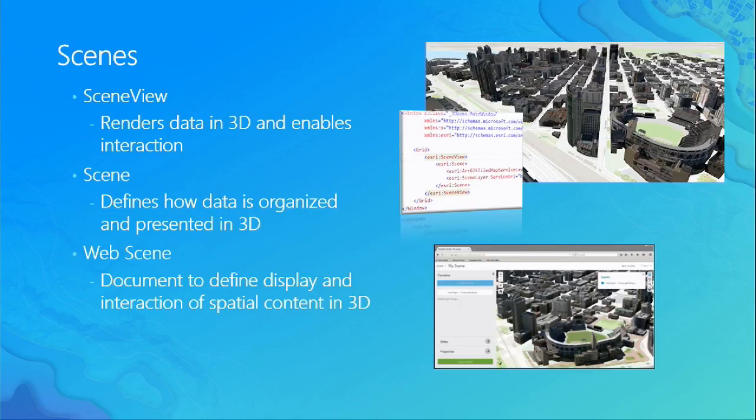So the first section to focus on here is a scene. So think of a scene as really a mechanism or a document for being able to persist the layers and configuration or symbology associated with your 3D view, actually. Within Runtime, we have something called a scene view, and this is a UI component to control, and that scene view can have transient information, but it also contains a scene.